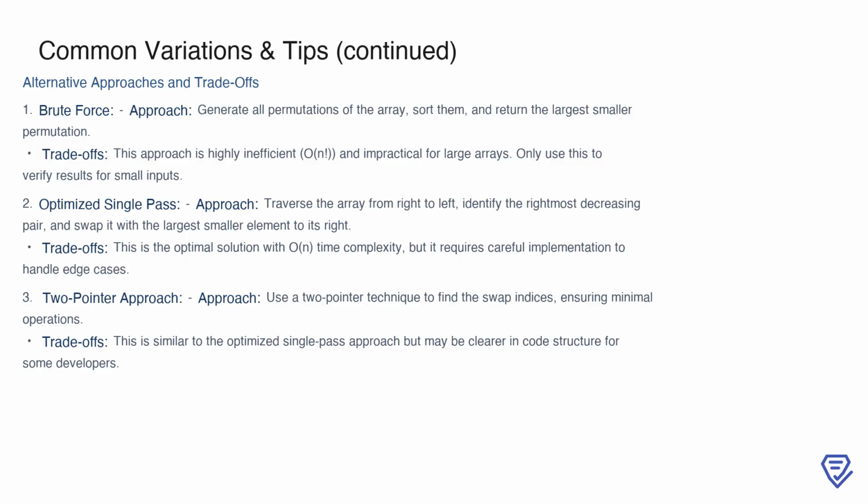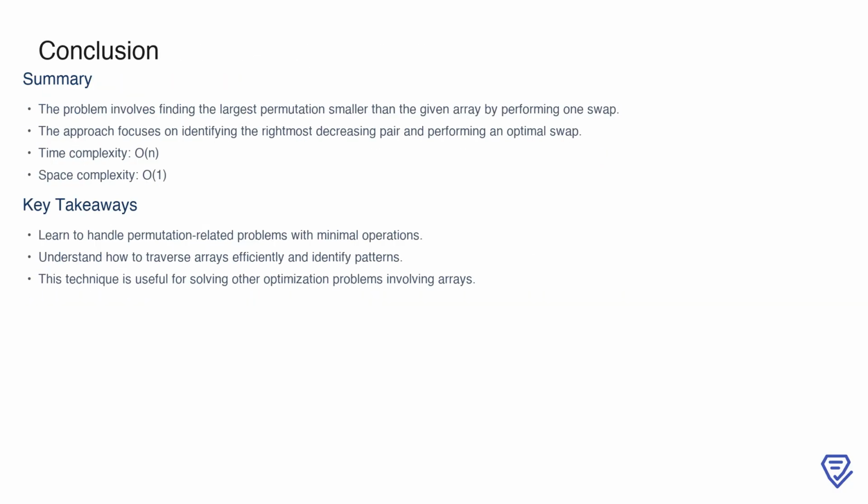Another variation is the two-pointer approach, which is similar to the optimized single-pass method but may offer a clearer structure in code for some developers. It involves using 2 pointers to locate the swap indices, minimizing operations while maintaining efficiency. Each of these approaches has its strengths and trade-offs, so it's about finding the one that balances clarity and performance for your situation.